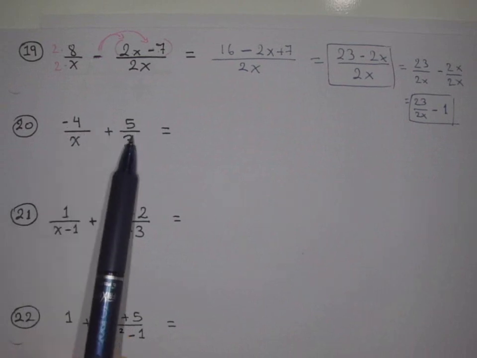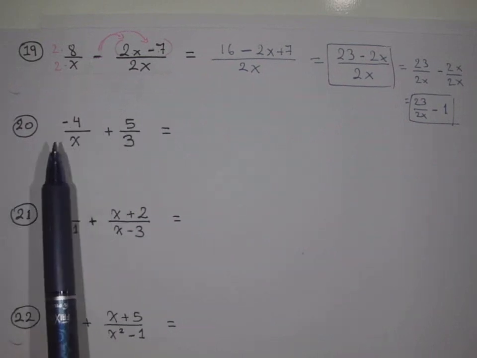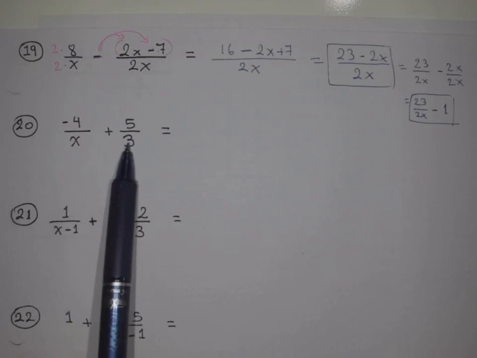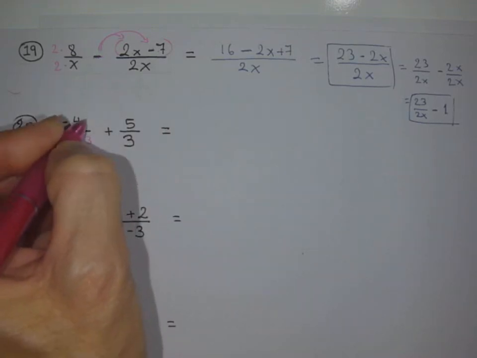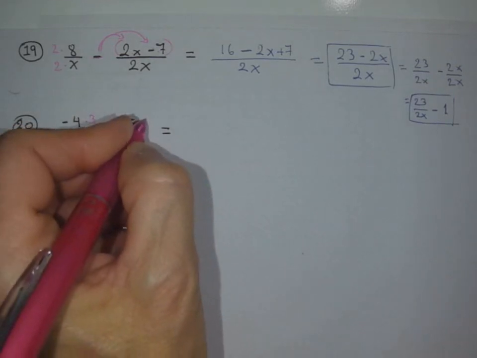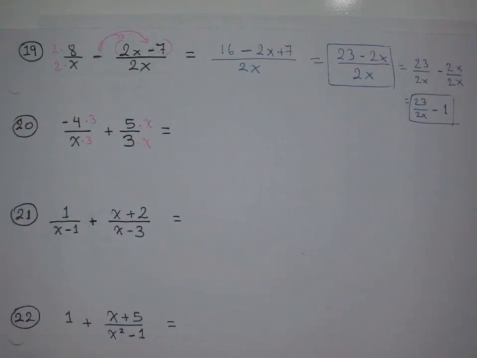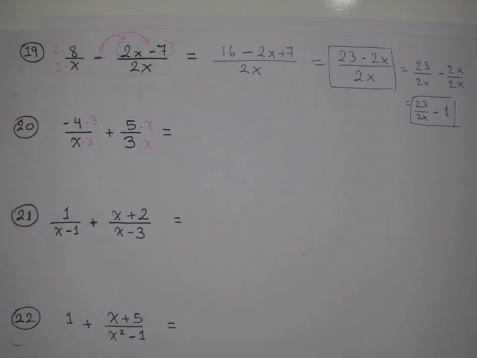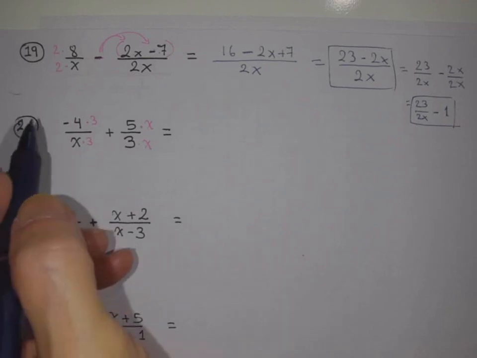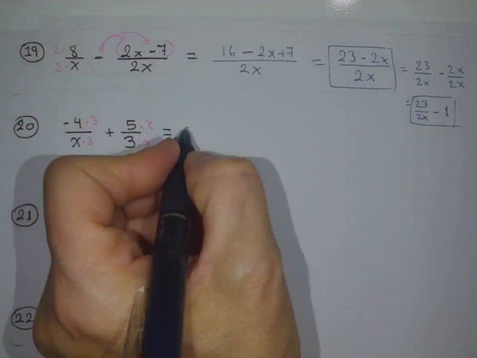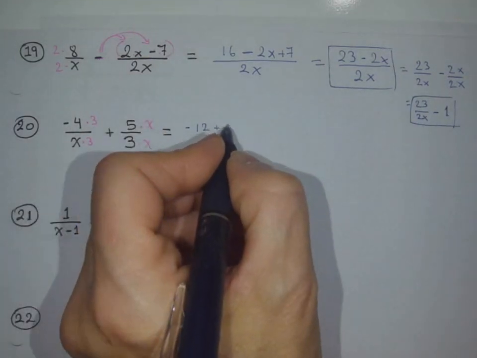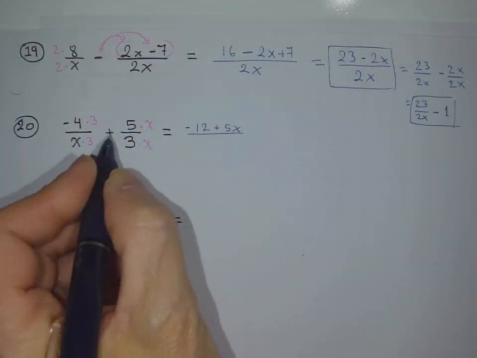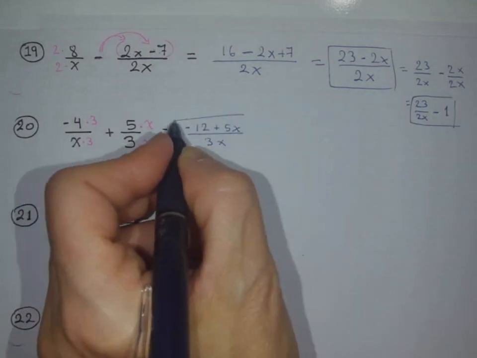All right, let's look at what we have here. This one has an x, this one has a 3, so there is nothing in common to both of those. So I'm going to multiply this one top and bottom by 3, and this one top and bottom by x. All right, negative 4 times 3 is negative 12, plus 5 times x, so 5x, over my common denominator of 3x. And I'm going to stop here, leave it like that.